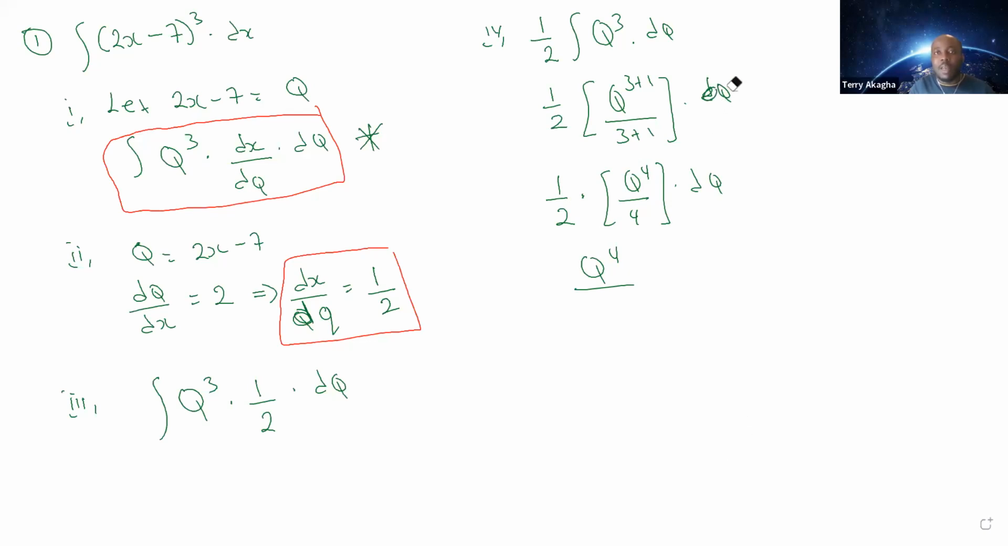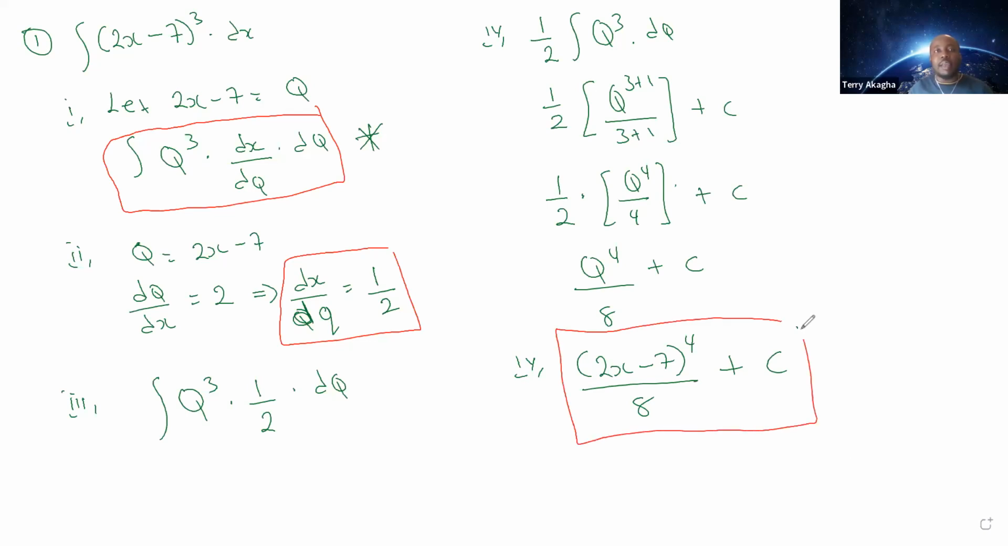I made a mistake here. After integrating, you add plus c. Okay, plus c. It will be q raised to the power 4 divided by 8 plus c. Then the fifth step. Remember the fifth step? I said replace the letter with the linear function. The letter we have here is q, and we know q is 2x minus 7. So we get 2x minus 7 raised to the power 4 divided by 8 plus c. And this is the answer we are looking for.